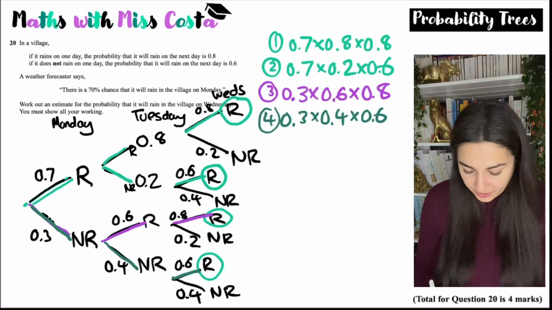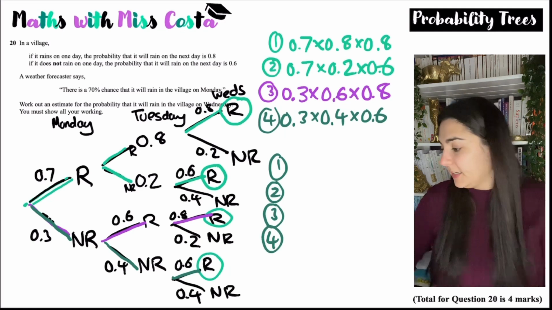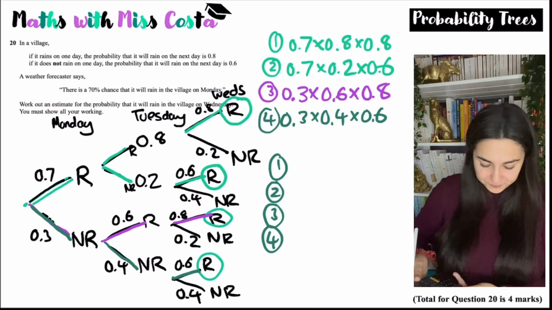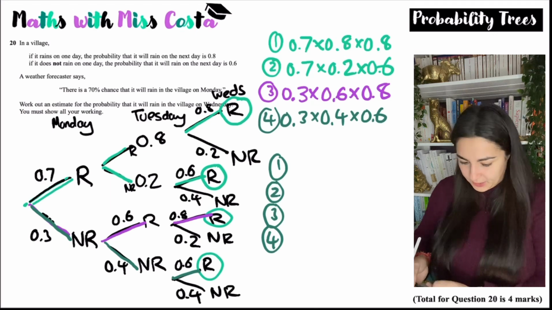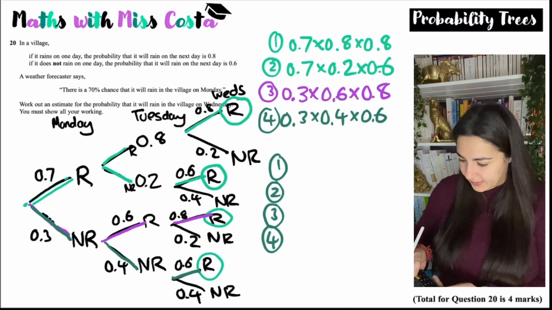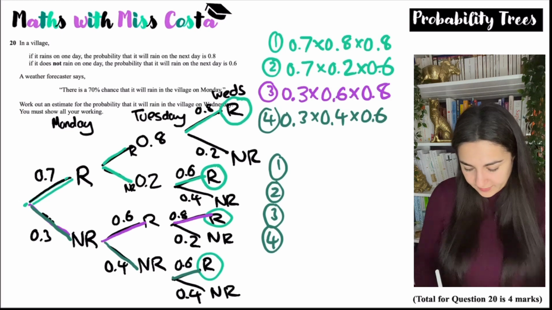Okay, so I just type those into my calculator. I have 4 options of how it could get to having had rain on Wednesday. So 0.7 times 0.8 times 0.8 is 0.448.